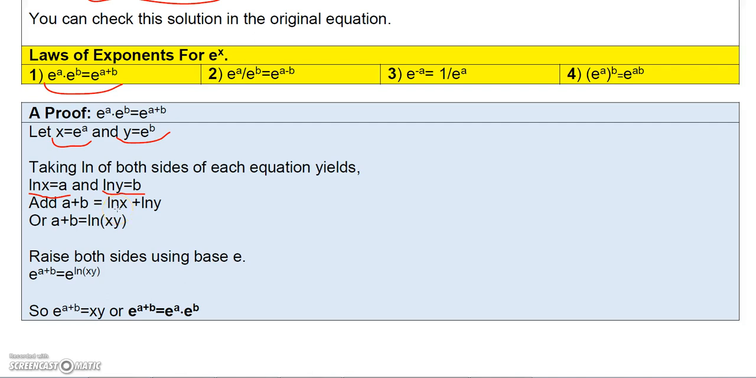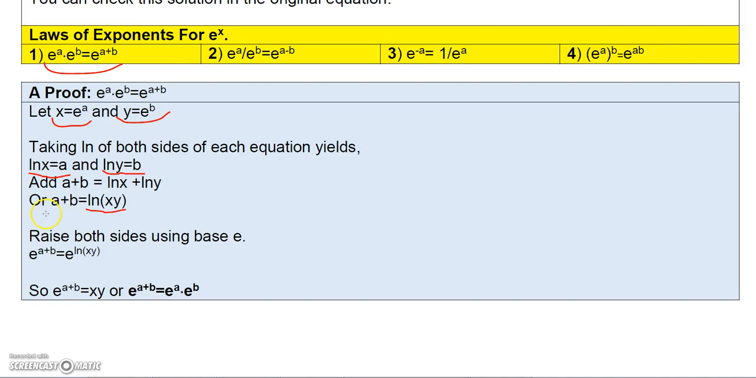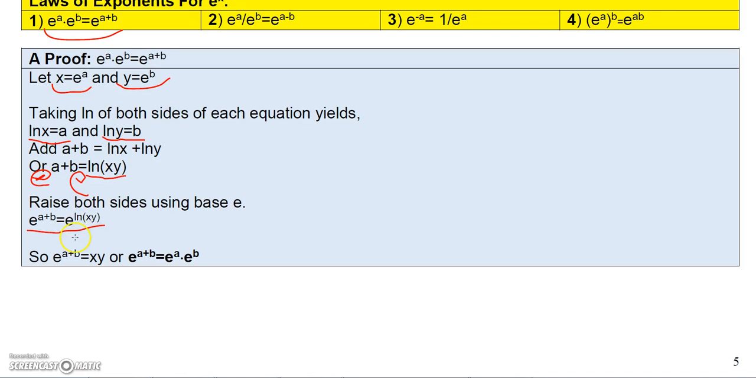Now, another way to write natural log of x plus the natural log of y is just the natural log of xy. That's one of your log properties. So we have a plus b equals the natural log of xy. Now, if we raised both sides using base e, so in other words, if I took e and raised it to this power, and then on the other side I take e and raise it to this power, I would get e to the a plus b equals e to the natural log of xy. And so we would have e to the a plus b, and e to the natural log of xy is just xy. So we'd have e to the a plus b equals xy.